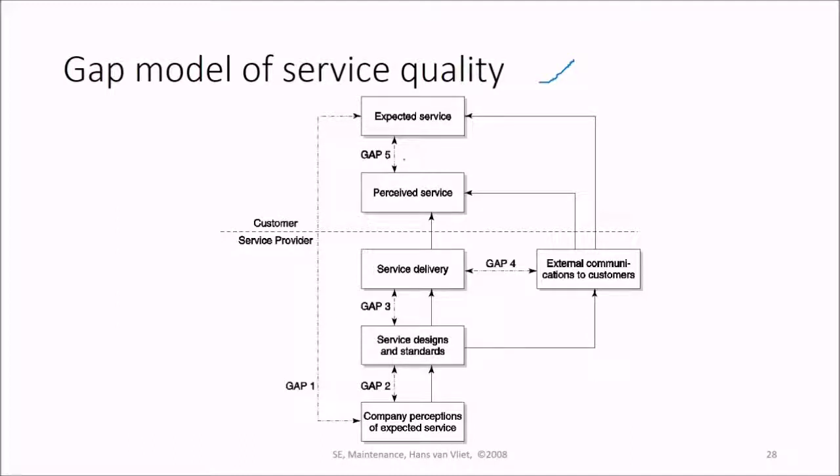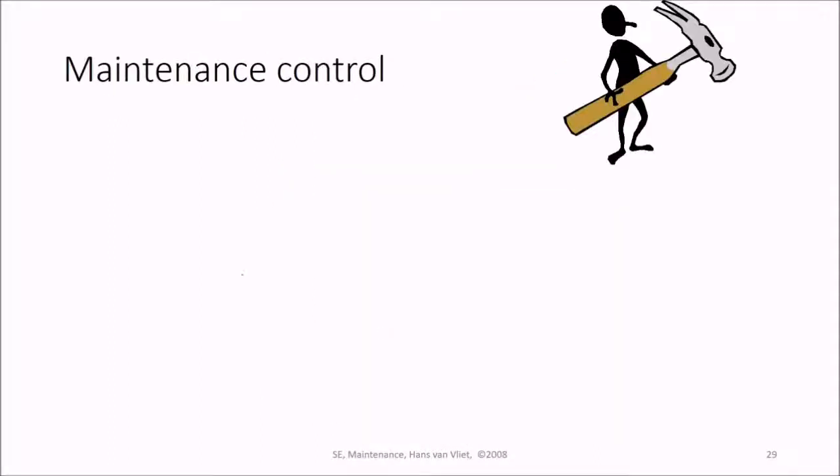In this, there are various gaps: gap 1, gap 2, gap 3, gap 4, gap 5. That is the expected service, perceived service, gap 5. Service delivery, external communication to customers, gap 4. So these are the customers and service provider. These are the various gaps, for example between the expected service and the company's perceptions of expected services. So this is the gap model of service quality.